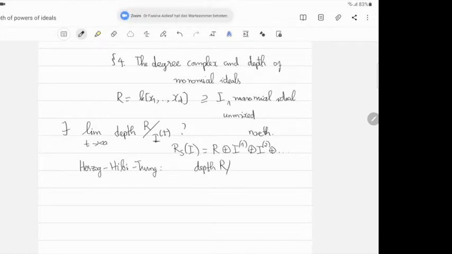this symbolic depth function, I call it the symbolic depth function of I, is eventually periodic.